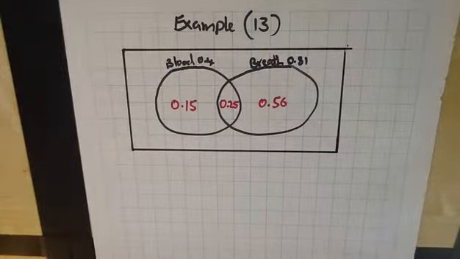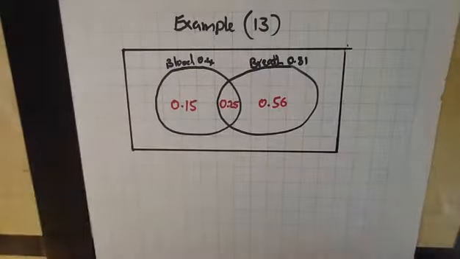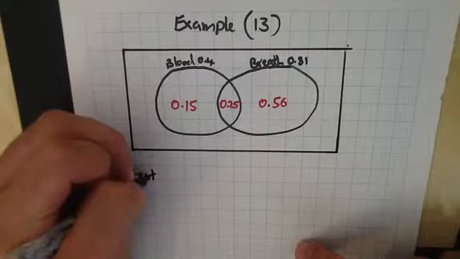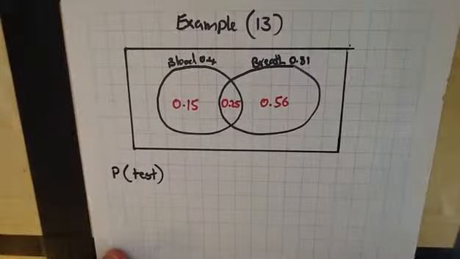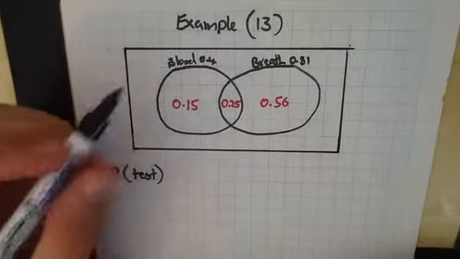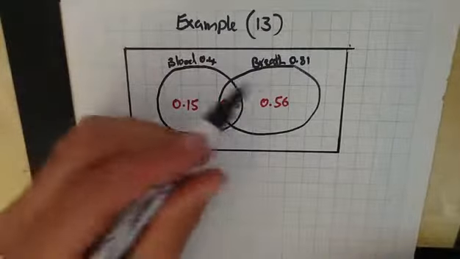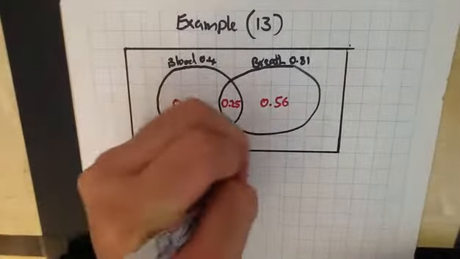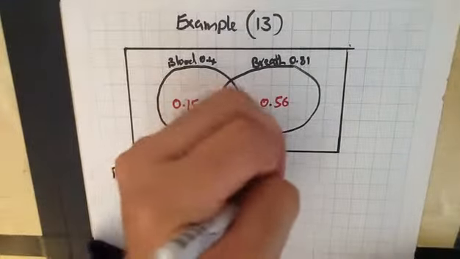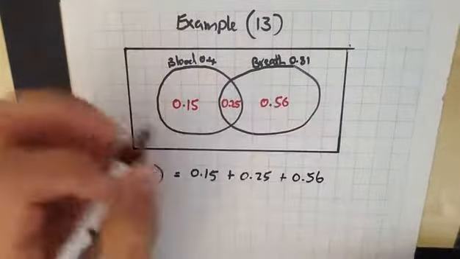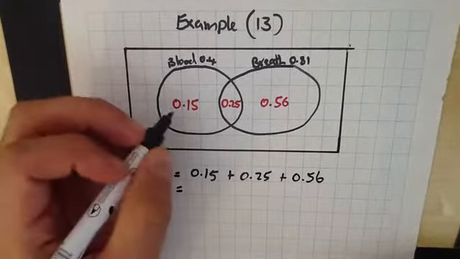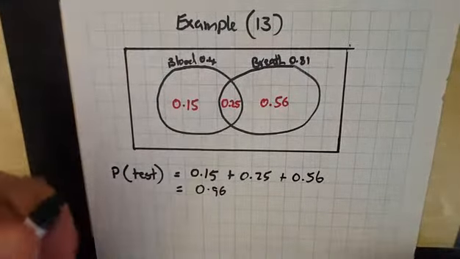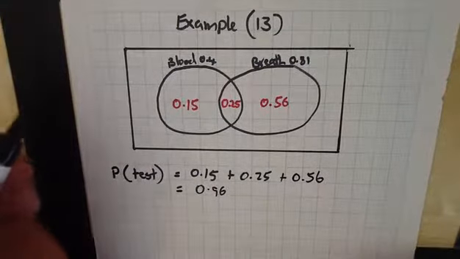So what's the probability the suspected driver is given a test of some sort? Using the Venn diagram, it's really easy because the probability of getting a test of some sort would just be 0.15, 0.25, plus 0.56. That adds up to 0.96. So really easy using the Venn diagram.